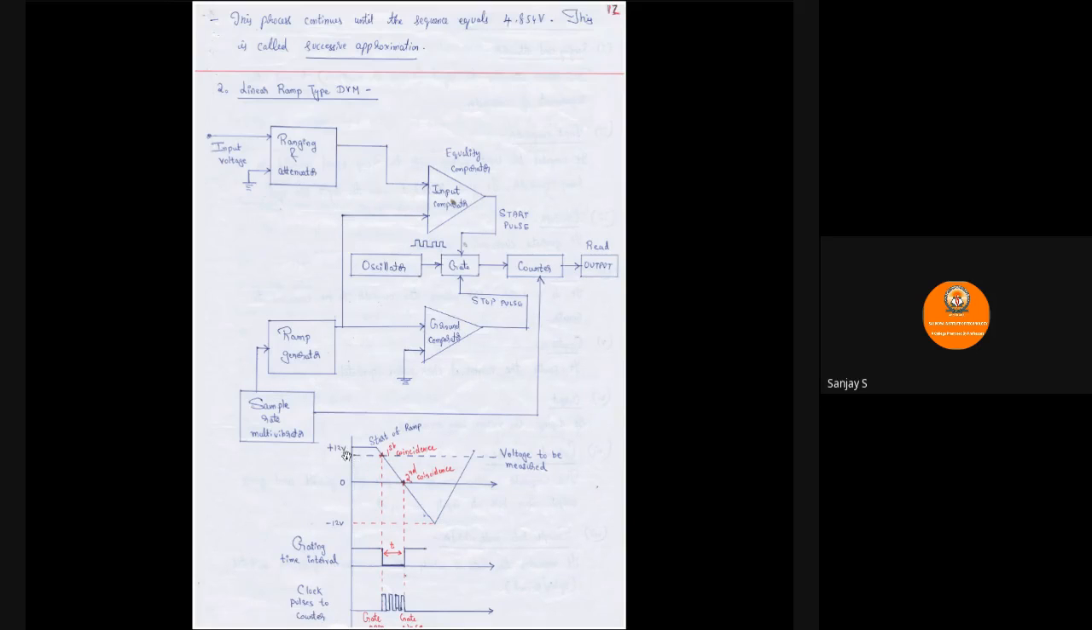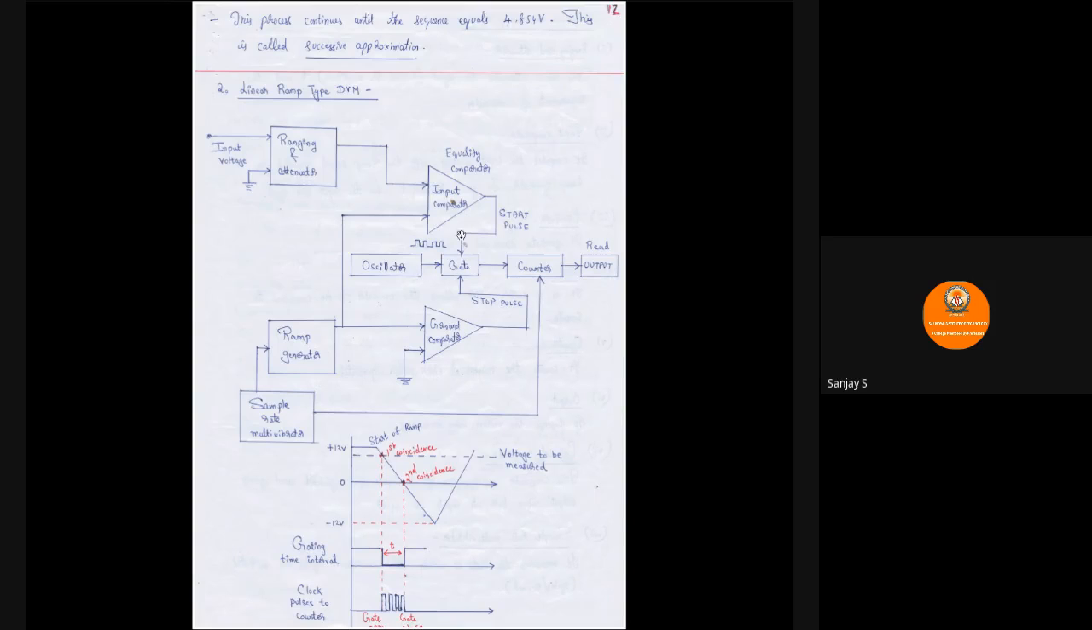So let us see the same thing in the waveform. Say for example, we take a 12 volts ramp signal. It will start from plus 12 volts, goes to 0, goes to minus 12, and again goes to plus 12, and this is how it is going to continue. So let us assume at one point the ramp signal is equal to the voltage to be measured. This is called the point of first coincidence. At that point of time, in the input comparator, when the ramp signal is equal to the unknown input, a start pulse will be generated.